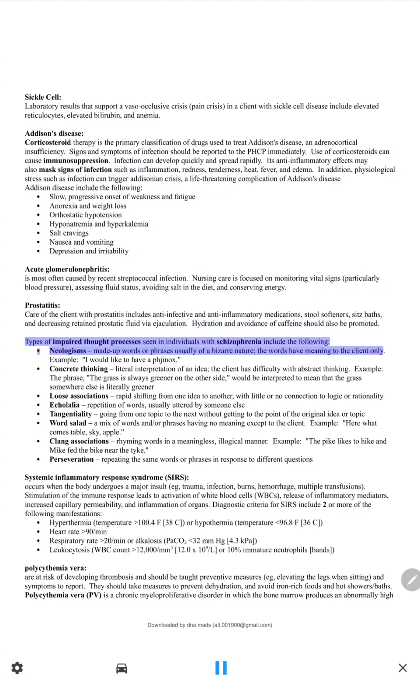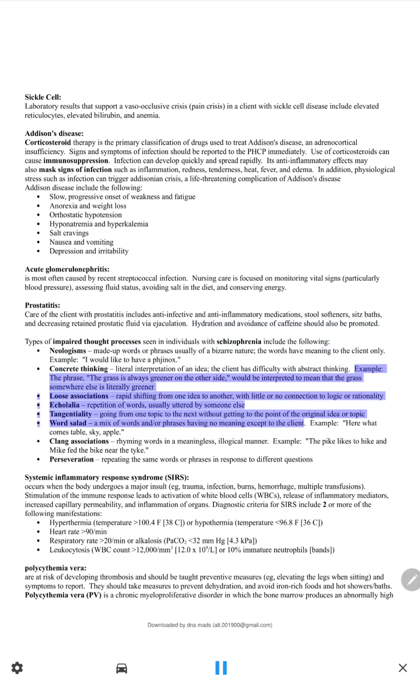Types of impaired thought processes seen in individuals with schizophrenia include the following: neologisms, made-up words or phrases usually of a bizarre nature. The words have meaning to the client only. Example: I would like to have a PHJ inox. Concrete thinking, literal interpretation of an idea. The client has difficulty with abstract thinking. Example: the phrase, "the grass is always greener on the other side," would be interpreted to mean that the grass somewhere else is literally greener.